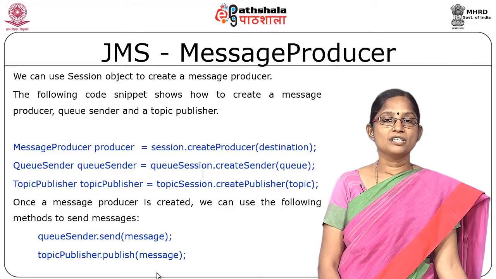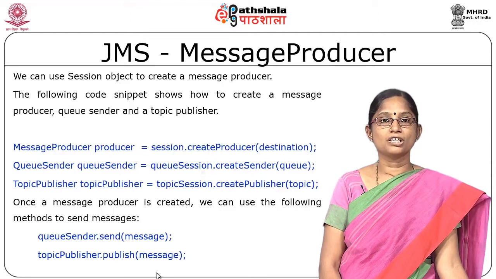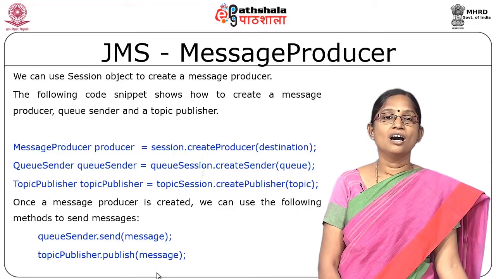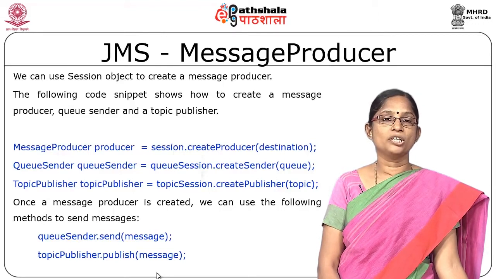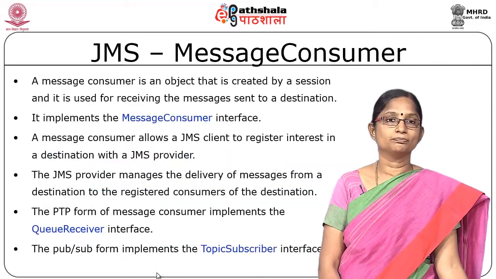Once the message producer is created, we can use the following methods. If we are using a queue, then we call the queue sender object's send of message, or we can call the topic publisher object and publish the message, that is, topic publisher dot publish of message. So, these two methods are used for sending the messages, or publishing the messages, depending upon the type used, queue or topic.